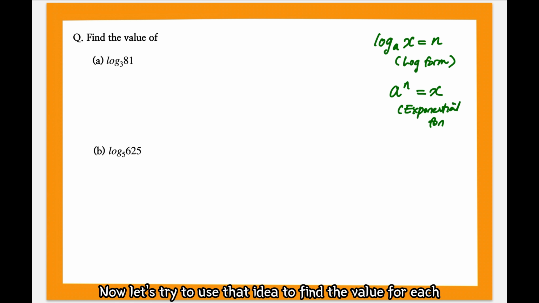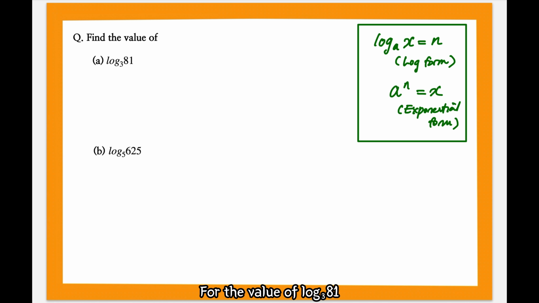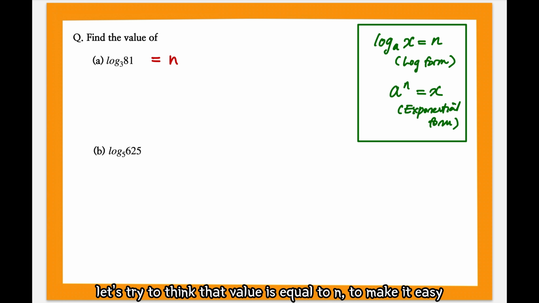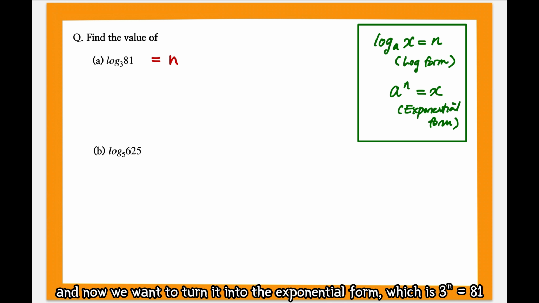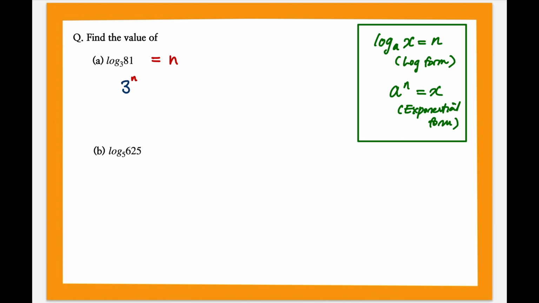Now let's try to use that idea to find the value for each. For the value of log base 3 of 81, let's try to think that value is equal to n to make it easy. So this is the log form, and now we want to turn it into the exponential form, which is 3 to the power of n is equal to 81. So do you get how to turn 81 into the 3 to the power of something? We need to times 3 by 4 times, which is 3 to the 4.